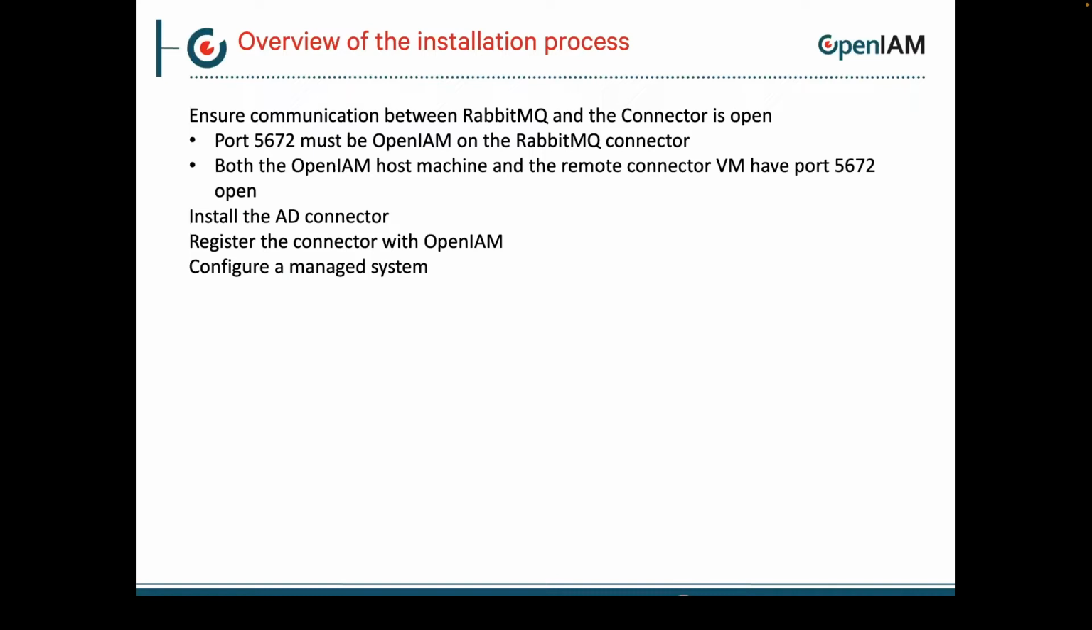So if you remember last time, we installed OpenIAM using Docker. And we said last time that Docker Compose files, the YAML files, are where we keep a lot of our configuration about how these containers behave. So one of those containers is a container for RabbitMQ.